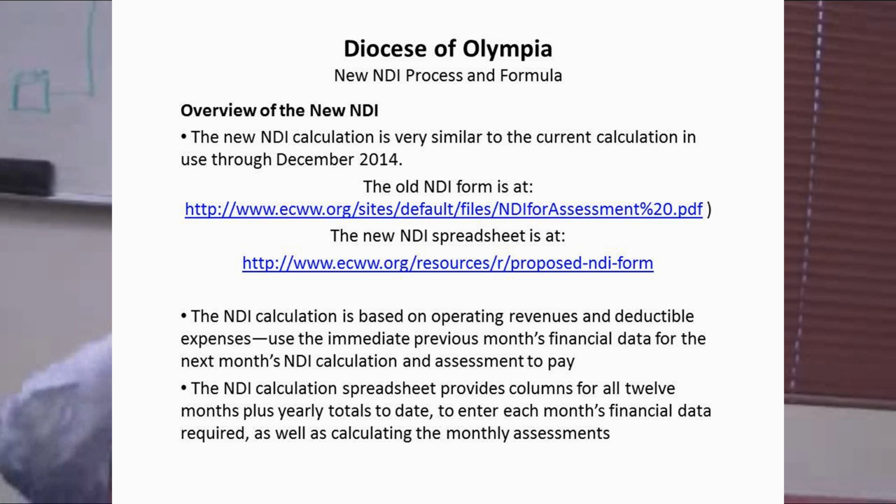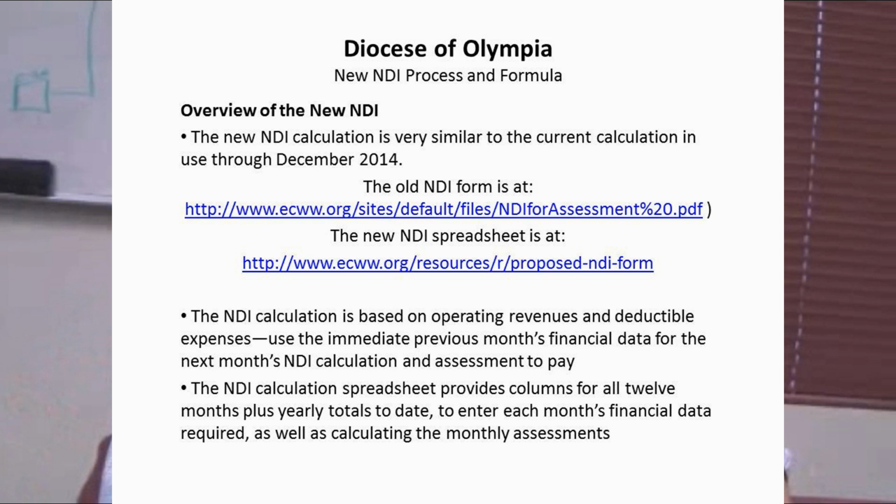But if you took that particular old form and you went down that single page and compared that to a single column of the NDI spreadsheet that we're using now, it's virtually the same stuff. So instead of doing that once a year, you're doing it 12 times a year on much smaller numbers, with a couple of improvements. The new NDI spreadsheet, everybody has it.